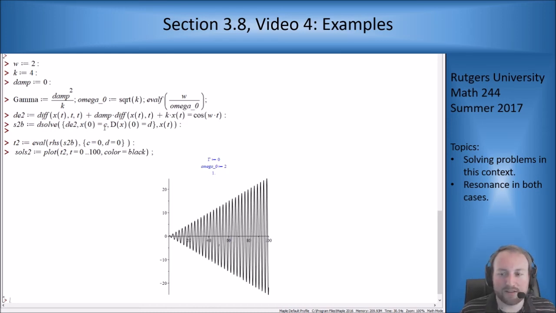All right, that's it for all these examples. And then in the next section, moving on to completely different stuff, we're talking about systems in Chapter 7.